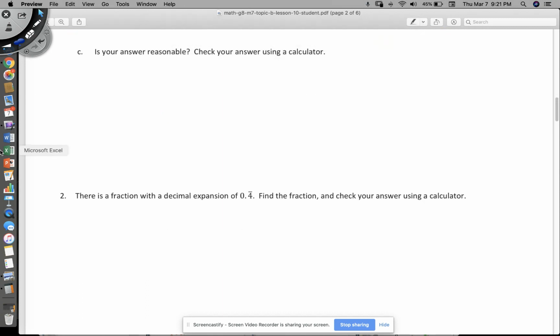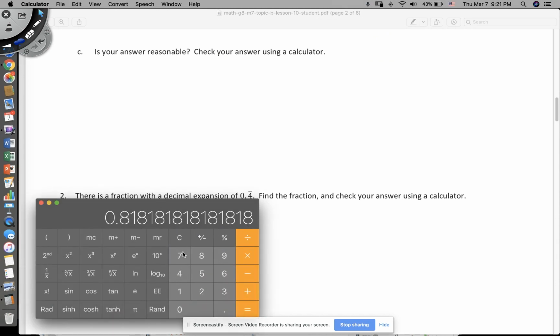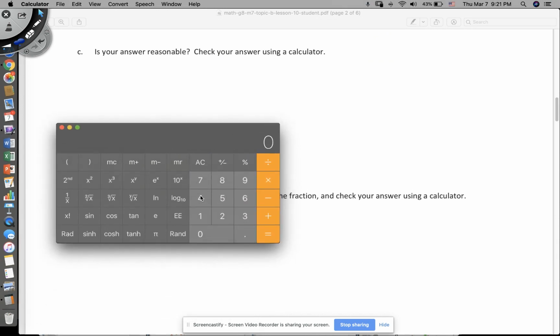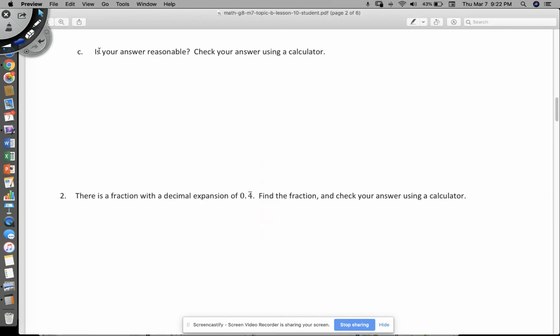Sure. So we're going to grab our calculator and we're going to say, let me move it up, 41 divided by 333. That gives me 1, 2, 3, 1, 2, 3, 1, 2, 3. Yep, that's what we got. So we're going to say here that 41 over 333 comes out to 0.123. All three of those are repeating, so the bar goes over all three. Let's try the next one, number 2.